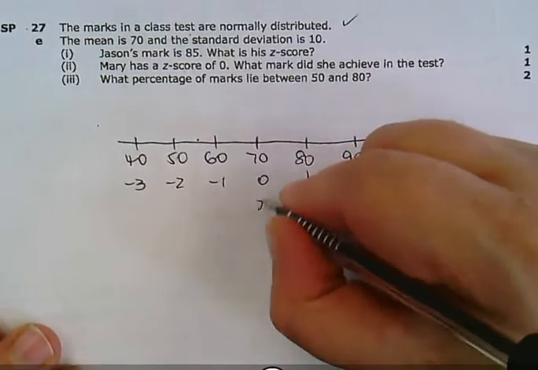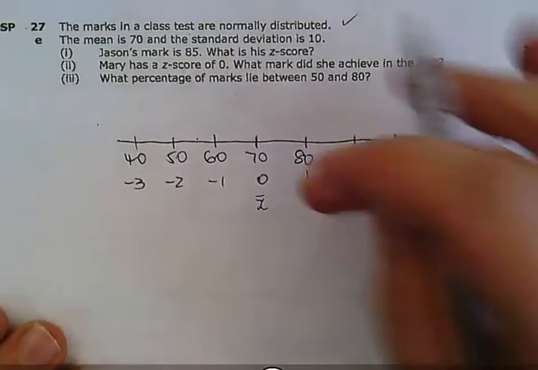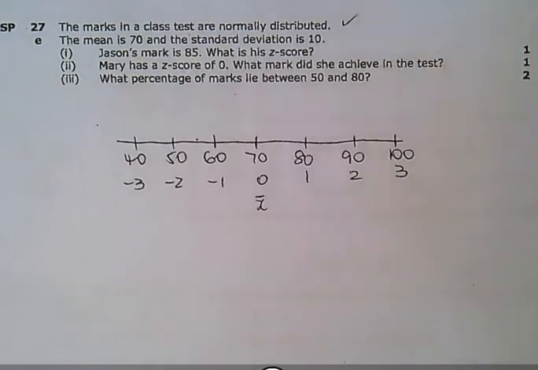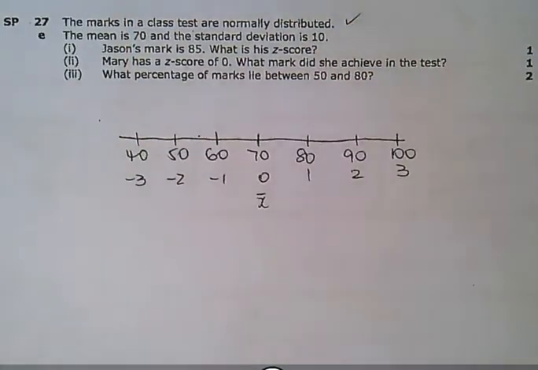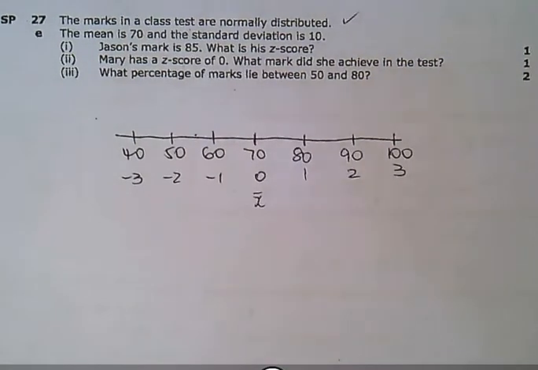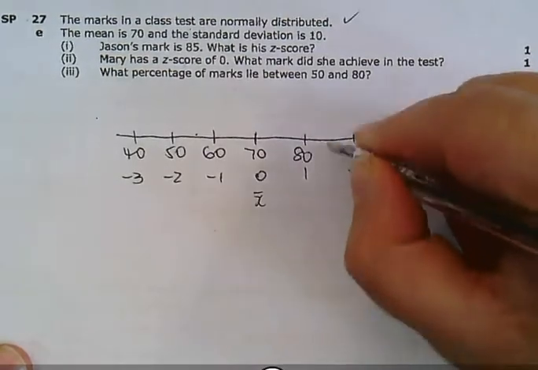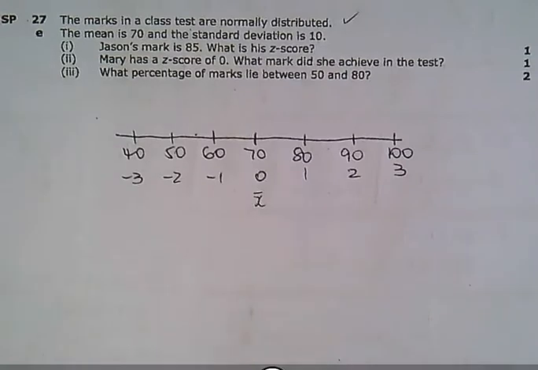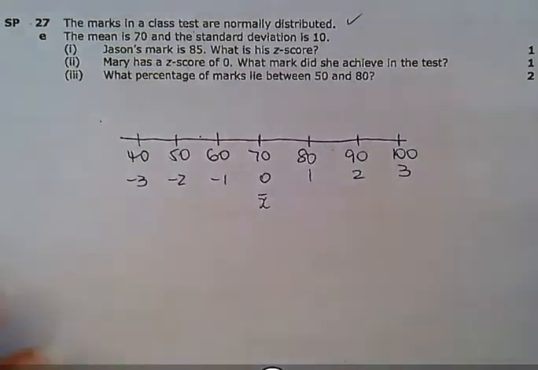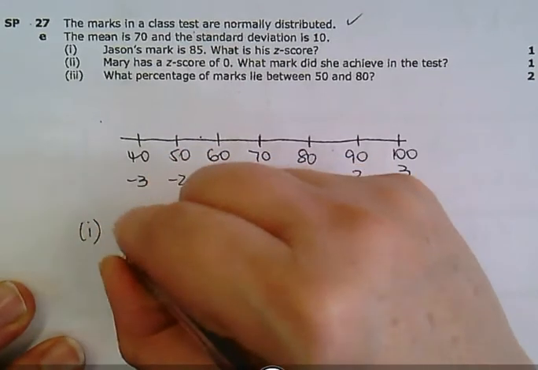There's my mean. There, I'm adding my standard deviations on. You know, most people got between 40 and 100, we could see. 99.7% of people got between 40 and 100. Where's Jason? He's sitting in here. See where Jason is? Jason's mark is 85. You should be able to tell me right now what his Z-score is. It is 1.5, but let's use the formula.